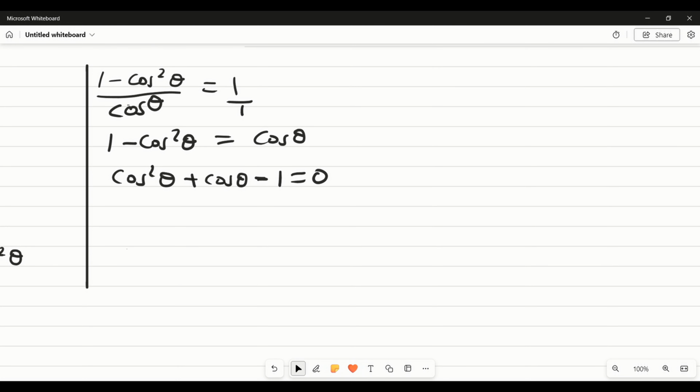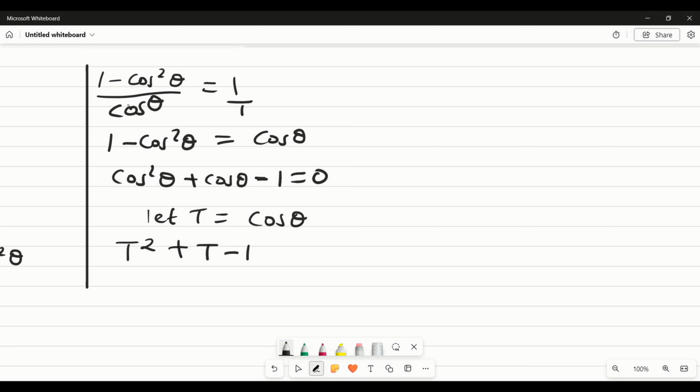So you can let t be equal to cos theta. If t is cos theta, then cosine squared theta should be t squared. So this will be t squared plus t minus 1 equals 0. So you can solve this quadratic equation, and we can use the quadratic formula to solve.